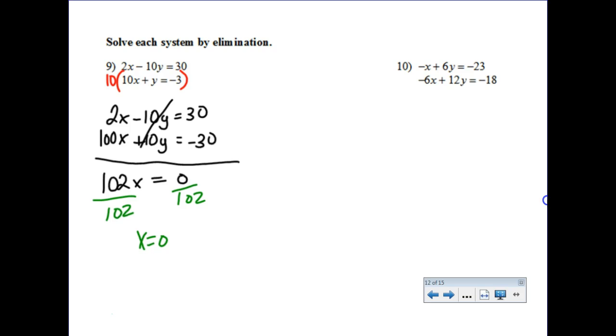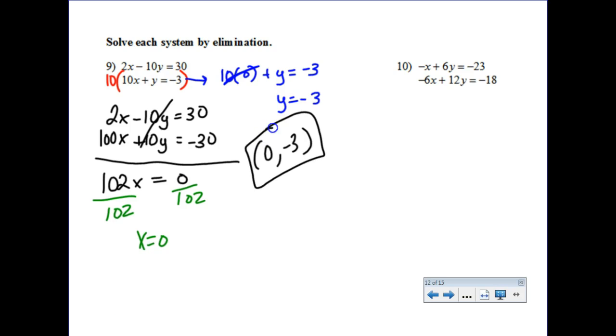What I don't like about elimination method is now when I go back to find the y, I have to go back and do extra work. I'm going to choose whichever equation looks simpler. So I'm going to go with this bottom equation here and plug in 0 for x. So 10 times 0 plus y equals negative 3. This term is going to be nothing, so I'm just going to ignore it. And I see that y is negative 3. So my final answer written in ordered pair notation is 0, comma, negative 3.